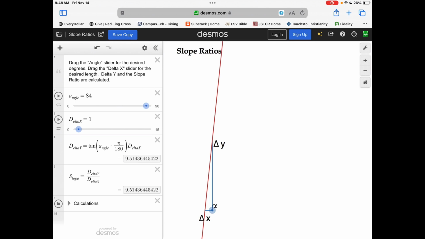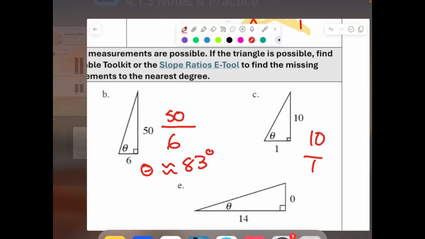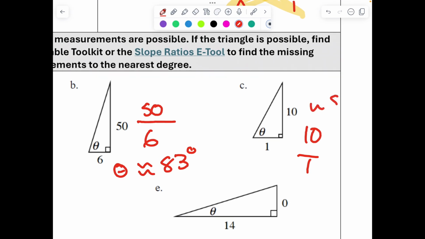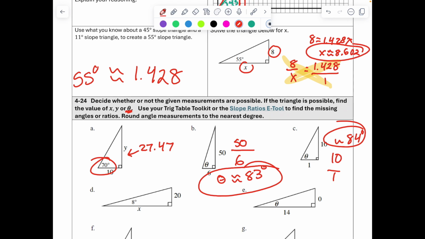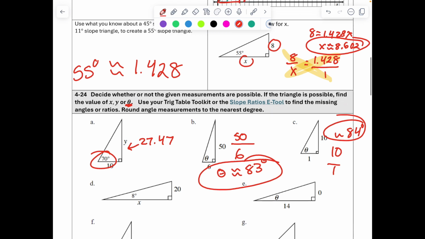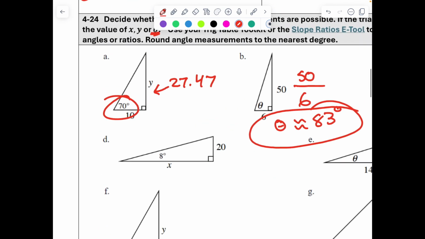It's about 84 degrees. So roughly 84 degrees. Okay, so those are what we could add into our toolkit as well. We've got 83 degrees and 84 degrees that we can put in. Okay, so that's about 50 over 6 and 10 over 1. I won't add those to my toolkit right now.